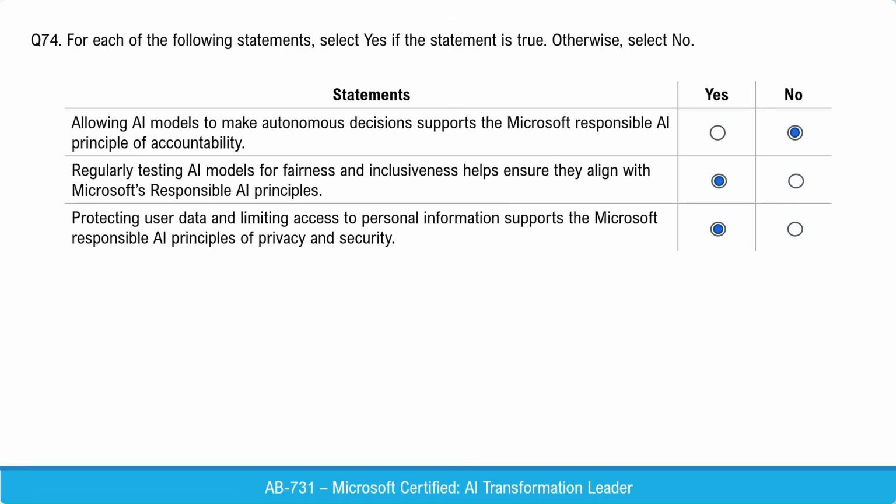and consistently. Third statement says protecting user data and limiting access to personal information supports the Microsoft responsible AI principles of privacy and security. This is also correct. Protecting user data and limiting access to personal information directly supports the principles of privacy and security. This includes implementing controls such as encryption, role-based access, and data minimization to ensure sensitive information is handled safely and in compliance with regulations. So the correct answers are no, yes, and yes.